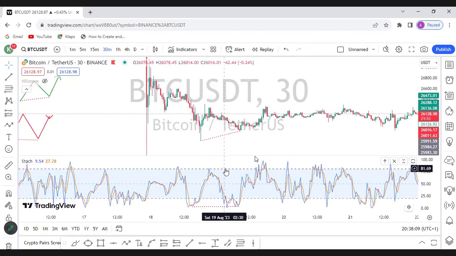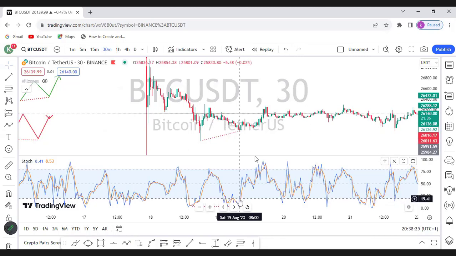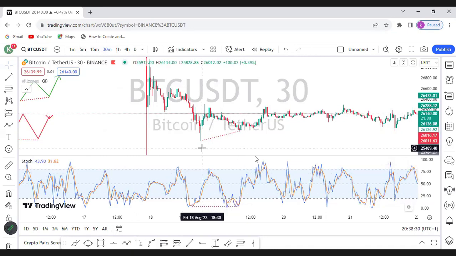And then this level is what we call the 80% region, and this is what we call the 20% region. The 80% region is what we call the overbought region, and the 20% region is what we call the oversold region. Do you understand? Now you don't have to bring up or adjust anything on the stochastic. Just pick the default setting and move with it. Don't change anything.